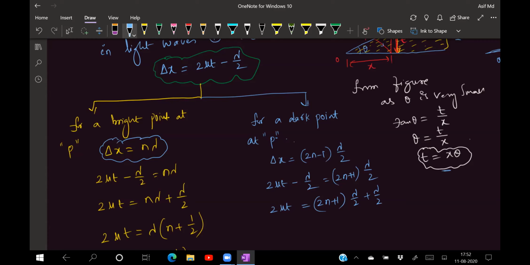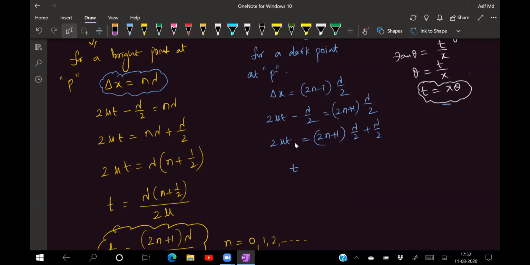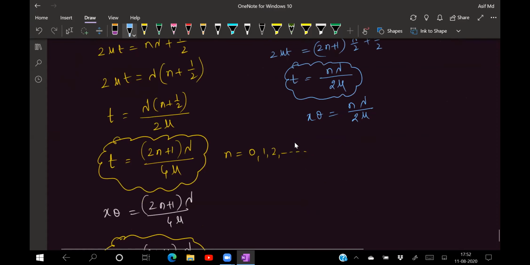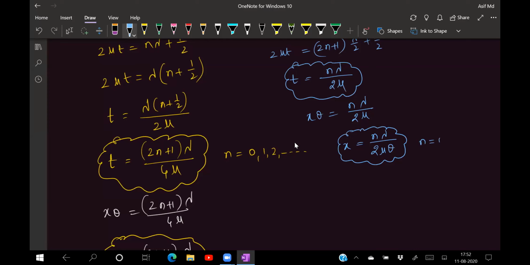If I simplify this, I can get the value of t is equal to n into lambda by 2 times mu. So this is the thickness for the dark point. As usual, t is equal to x into theta, so x into theta is equal to n into lambda by 2 times the refractive index. So the value of x is equal to n into lambda by 2 mu into theta. Directly formula based types of equations have been framed on this, so be careful about the given condition. And n will be 0, 1, 2, 3, and so on for the given condition.